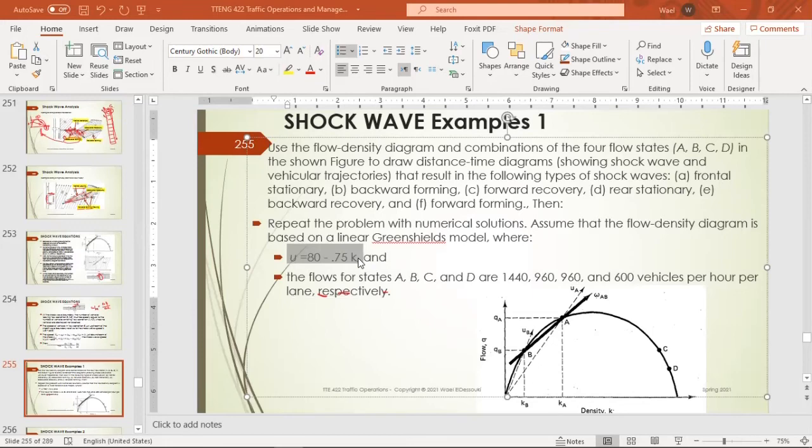Now, this is QA, QB, QC, QD. Do we have anything regarding KB or KA? No. So let's assume that we have a linear relationship.